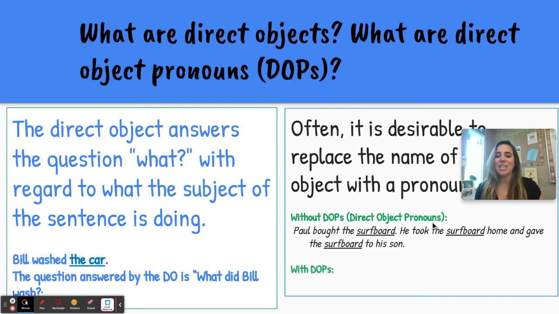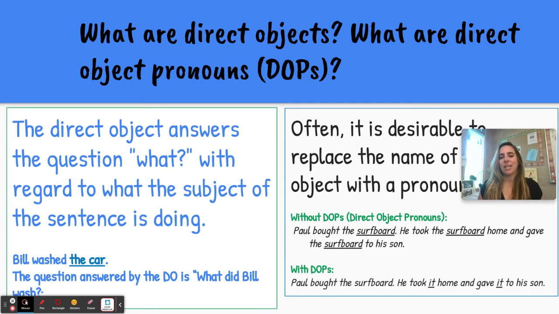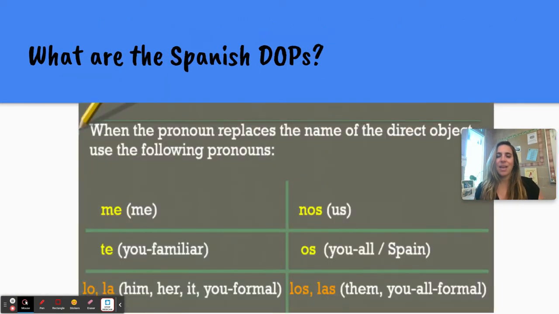To make it cleaner, we can now replace some of the direct objects with a pronoun. In English, we have the word it. The sentence would look like this: Paul bought the surfboard. He took it home and gave it to his son. Now let's take a moment to write down the chart for Spanish direct object pronouns.